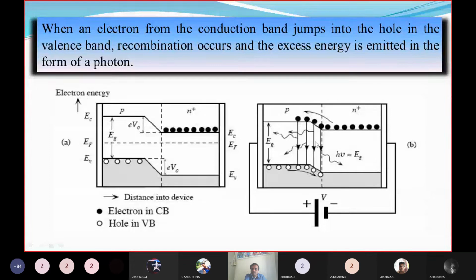Okay, at the junction, what happened here? Recombination will take place. Because of that recombination, a photon will be emitted. Here photons will be emitted in different directions. Okay, so this is the theory.